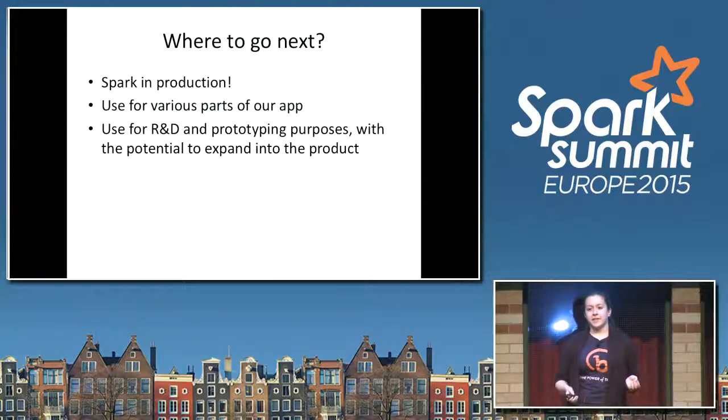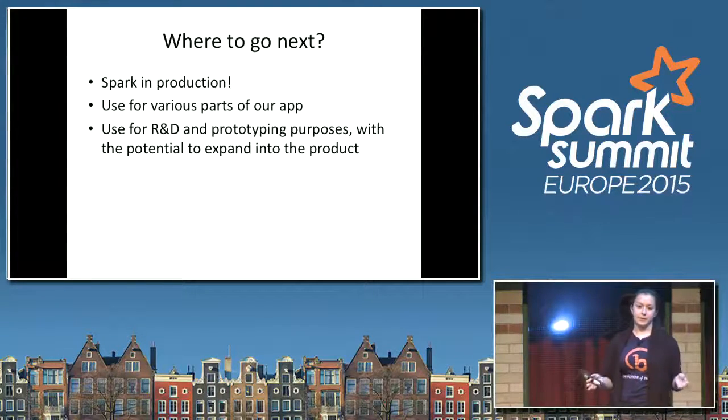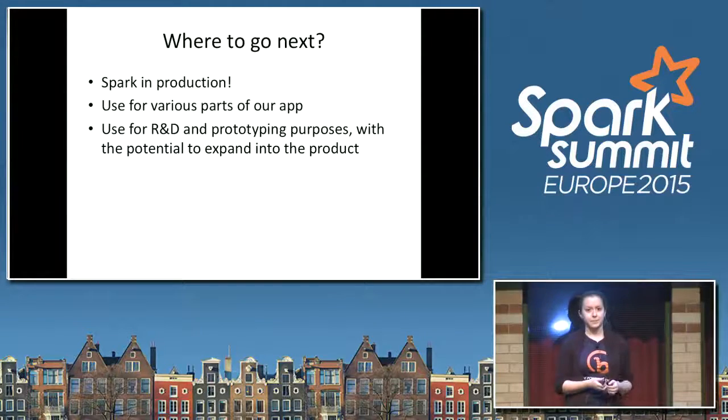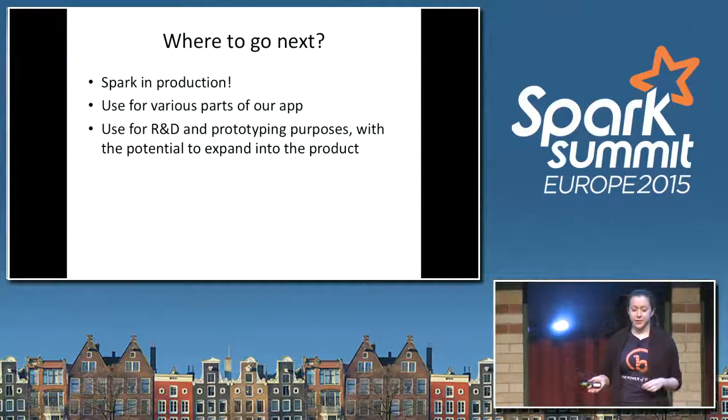I really want to use it for various parts of our app, not just the data science end of it, but like I said before, we have certain systems that we want to replace, possibly with Spark streaming. And use it for R&D and prototyping purposes. The more interesting features we can build, the better our product will be. One of the other reasons that we're going the Scala route, which I didn't mention before, is GraphX. GraphX is really interesting, and there are a lot of interesting problems out there that are graph theory problems. So it would be really interesting to incorporate that into some intelligent part of our app.